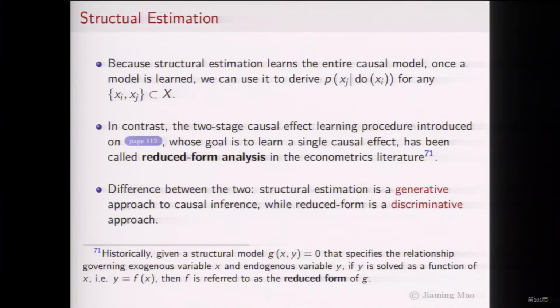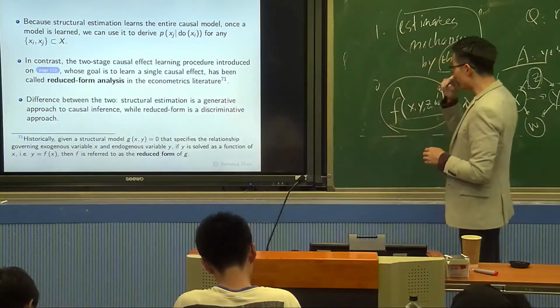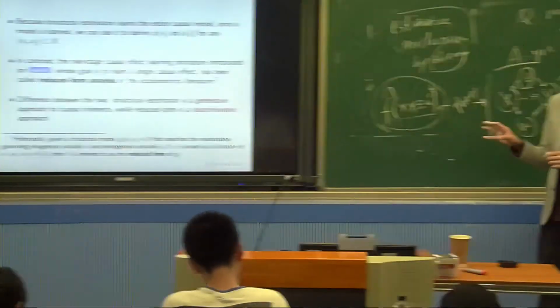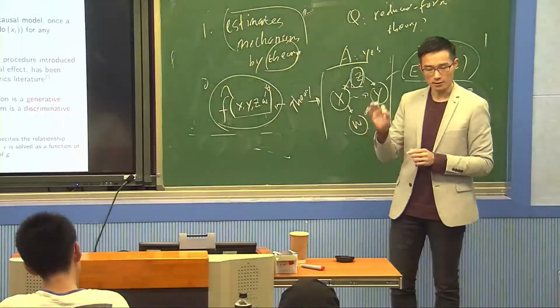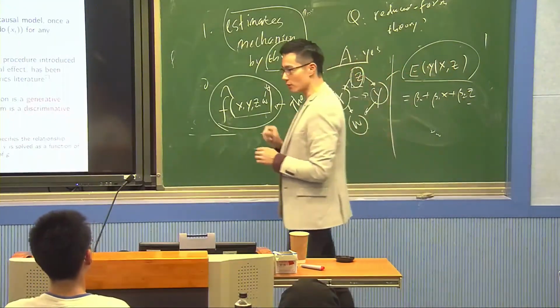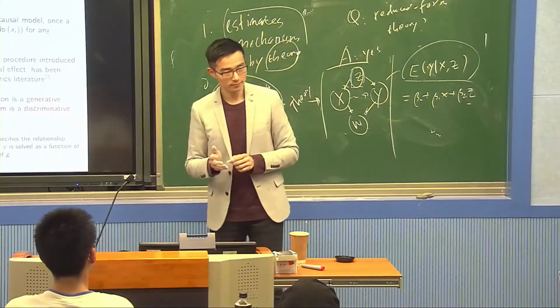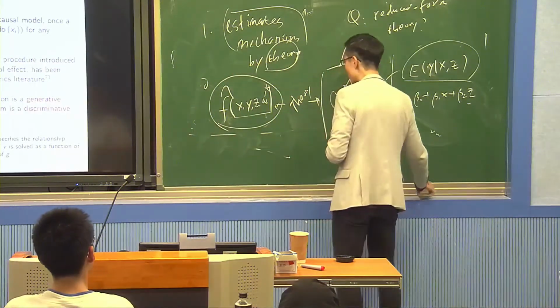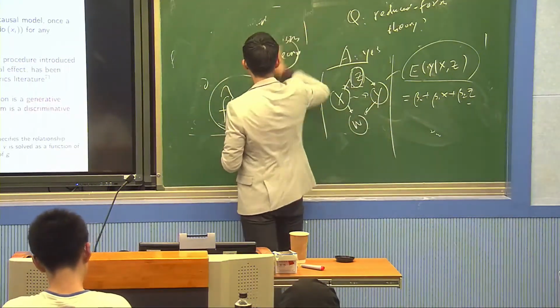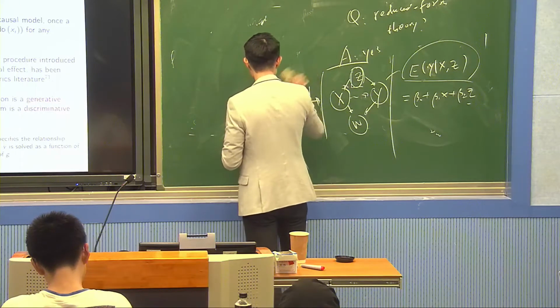The second difference between the two is that the reduced form approach is typically a discriminative method, while the structural approach is typically a generative method. What do I mean by discriminative versus generative? This is actually a very essential difference between the two.